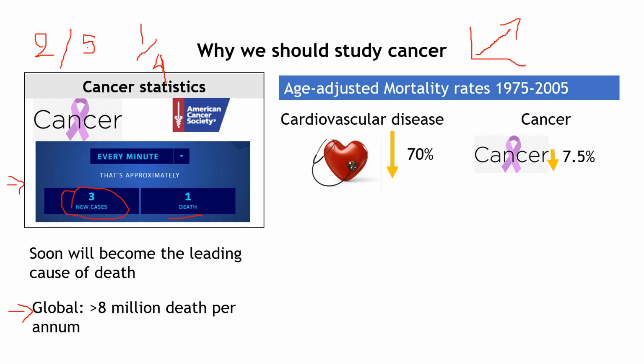We're eating so many pesticides in the food. However, what is happening is that cancer is slightly reducing, but it's not reducing as much as, for example, heart disease, cardiovascular disease. This is the age-adjusted mortality rate between 1975 and 2005, and there was a 70% reduction in mortality from cardiovascular diseases. However, for cancer, we still need to do more work.